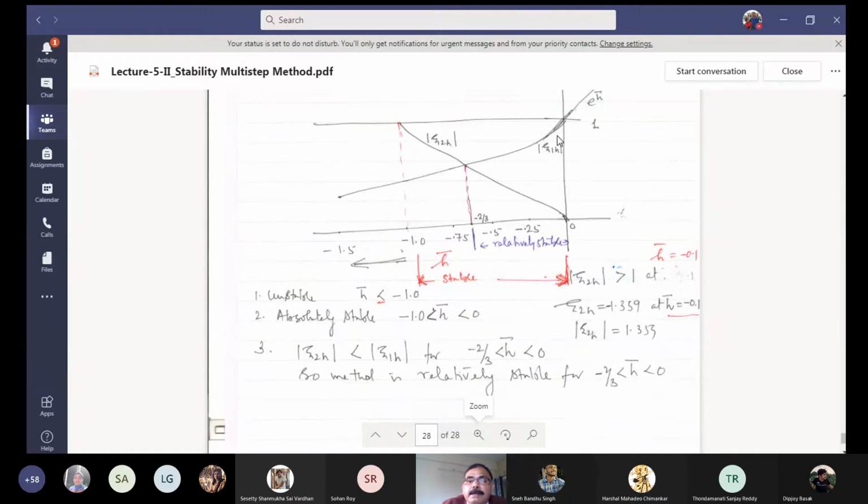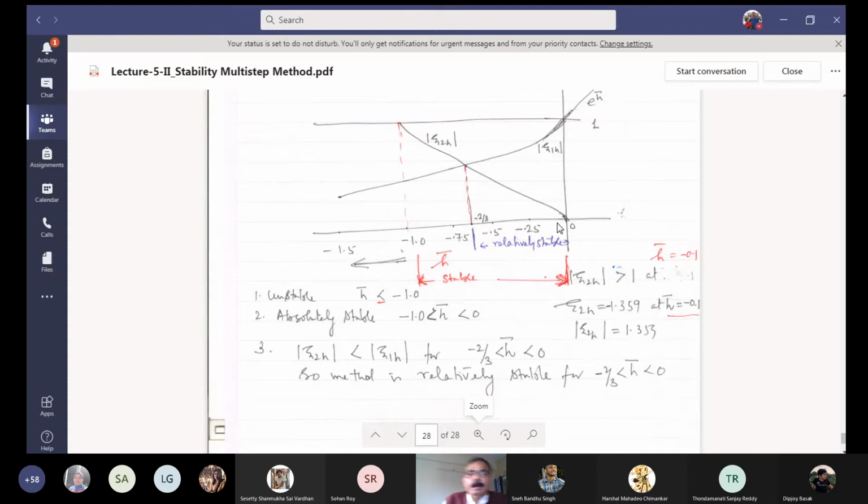Okay. And xi1h also, up to your 0, it is less than 1. Magnitude is less than 1. Right? So stability region will be from minus 1.0 open to 0, where both the solutions' magnitude is strictly less than 1. Is that right? Yes, sir.